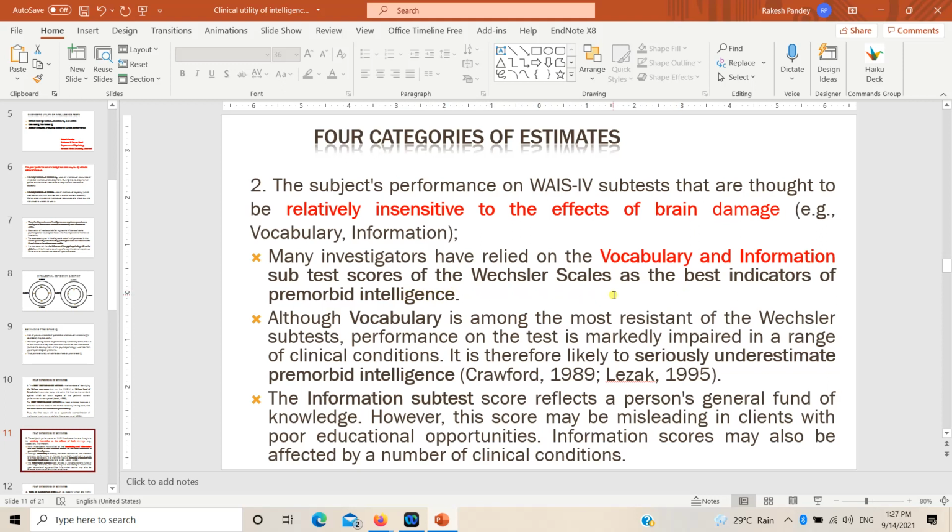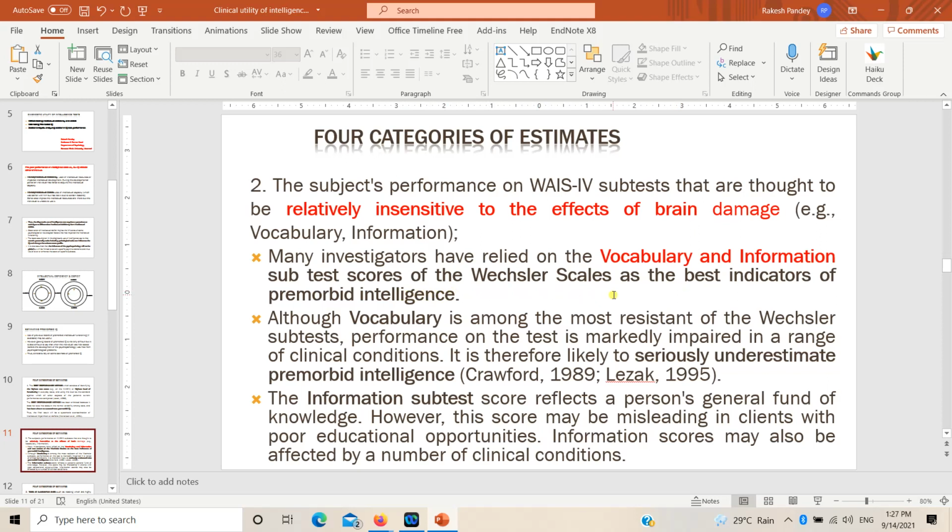So it is well documented that vocabulary is among the most resistant of the Wechsler subtests. But there are some issues with this, because researchers have noted that performance on this test may also be significantly impaired in a range of clinical conditions. Range of clinical conditions means a wide variety of clinical conditions, and it is therefore likely to seriously underestimate premorbid intelligence.